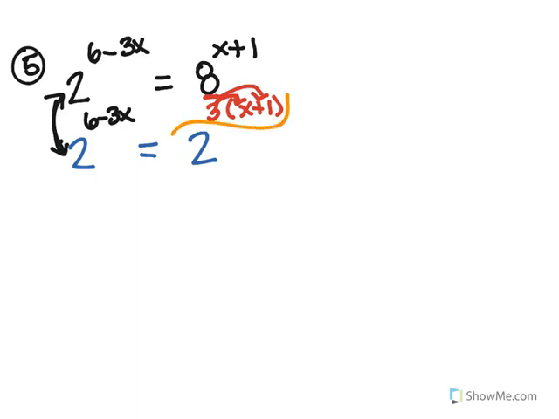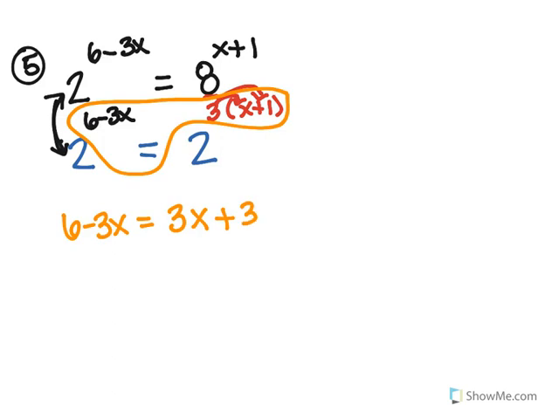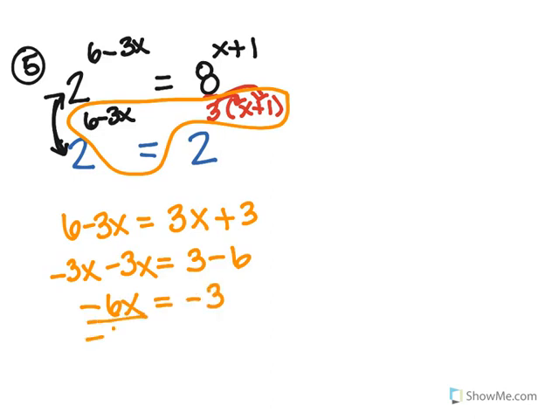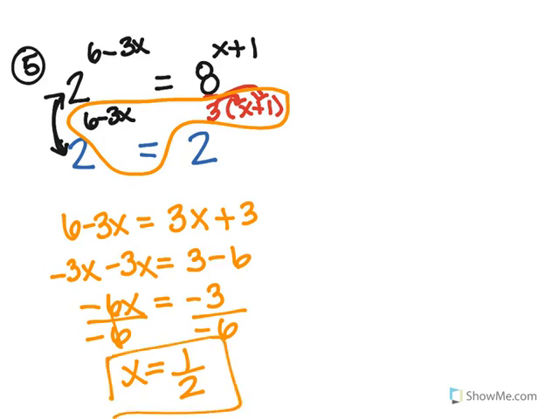And I'm going to set them equal. So I have 6 minus 3x equals 3x plus 3. When you do distributive property, 3x plus 3. So I'm going to put my variables together, so minus 3x, and my whole numbers together, 3 minus 6. So that would give me negative 6x equals negative 3. Divide by negative 6. x equals 1/2. When you reduce, that's 1/2.